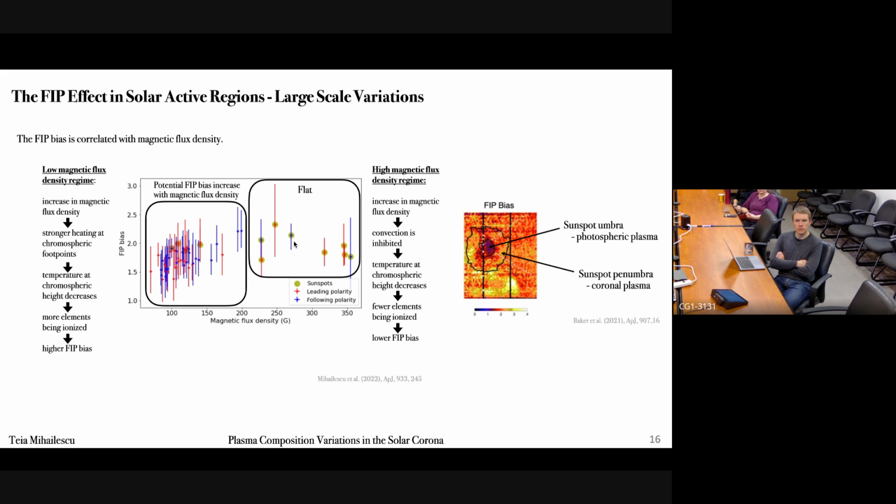What's interesting about this plot as well is that it is an indirect link between the FIP bias and the evolutionary stage of an active region, because as an active region ages, it will go from having sunspots and a higher magnetic flux density to having sunspots dispersing and magnetic flux density going down. So essentially, an active region would go from the right-hand side to the left-hand side on this plot throughout its lifetime, with the FIP bias going down as well, which is what's happening in this plot too.